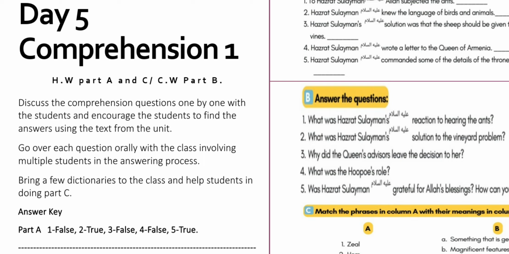Please do not point out the answers to them, or ask them to put the answers into brackets, or say this and this sentence, put it in brackets and then write the answers. Encourage them to find the answers in the text and then reproduce the answer in their own words. Go over each question orally with the class, involving multiple students in the answering process. Bring a few dictionaries in the class and help students in doing part C.